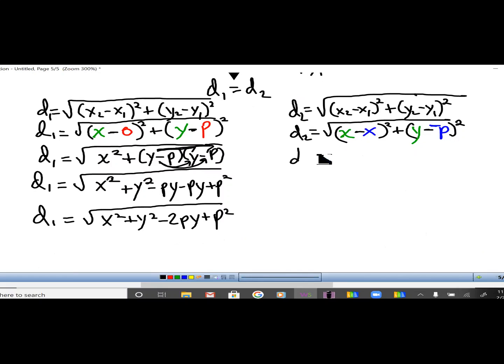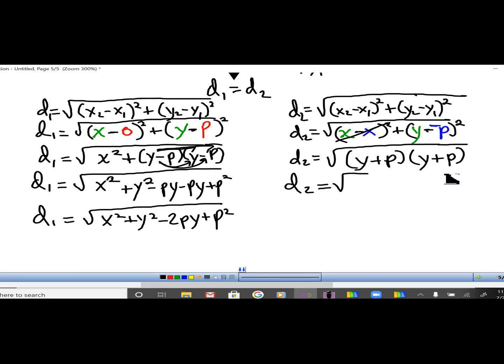So distance 2 is the square root. What is x minus x? 0, so this cancels. That leaves us with this, parentheses, y. What is negative times a negative? Positive p, and we write it twice because it's squared. Y plus p.